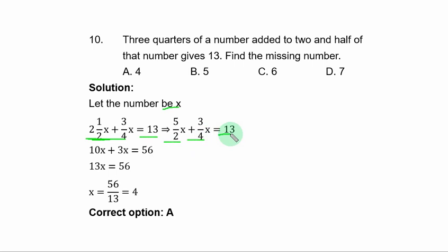Multiply through by 4 to clear fractions. You have 10s plus 3s equal to 52. That is 4 times 13. If you add the like terms, you have 13s equal to 52. Divide through by 13. s is equal to 52/13, and that is 4. A is the correct option.